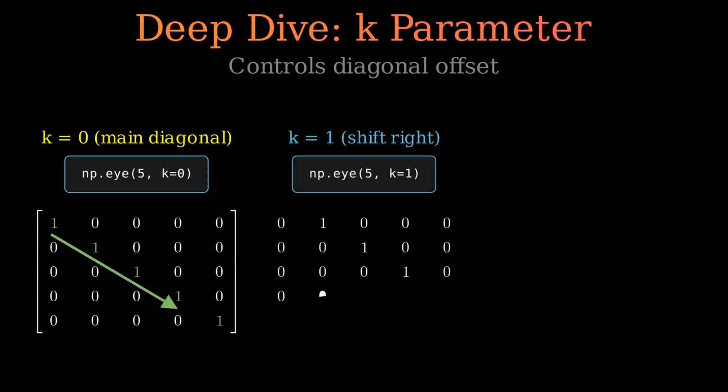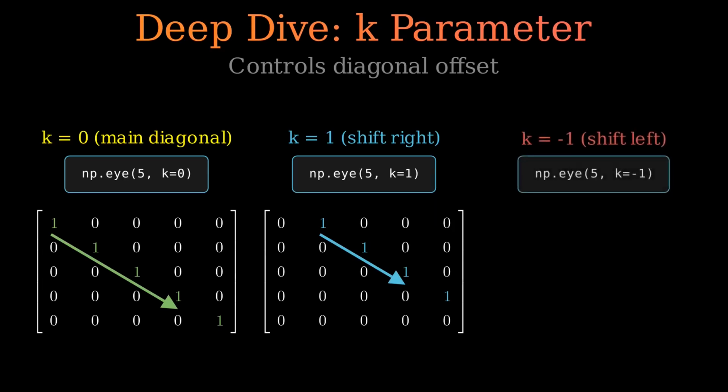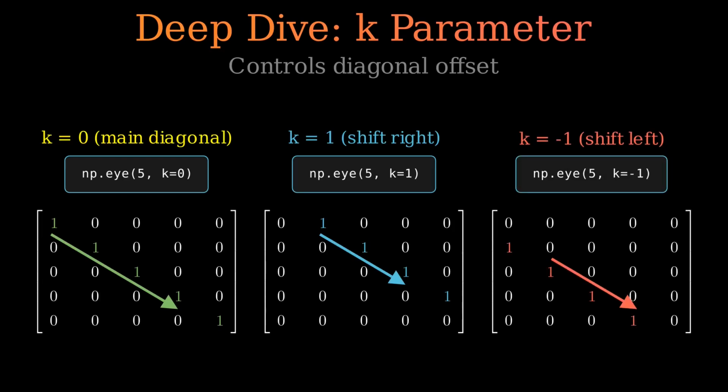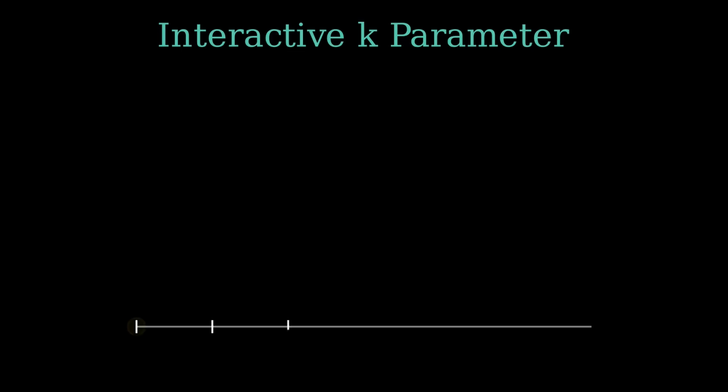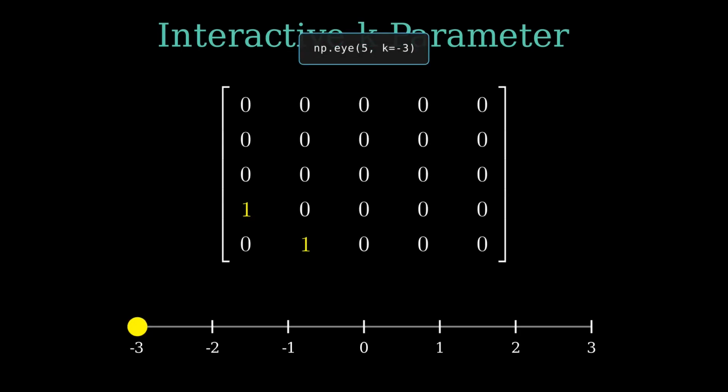When k equals 1, the diagonal shifts one position to the right, moving upward in the matrix. When k equals -1, the diagonal shifts one position to the left, moving downward in the matrix. Let's see how the diagonal moves as we change k from -3 to +3.